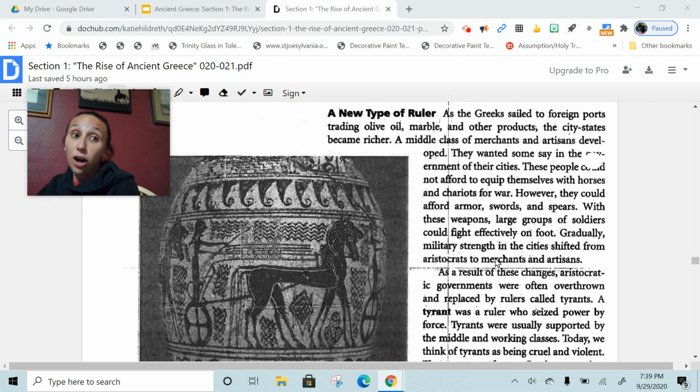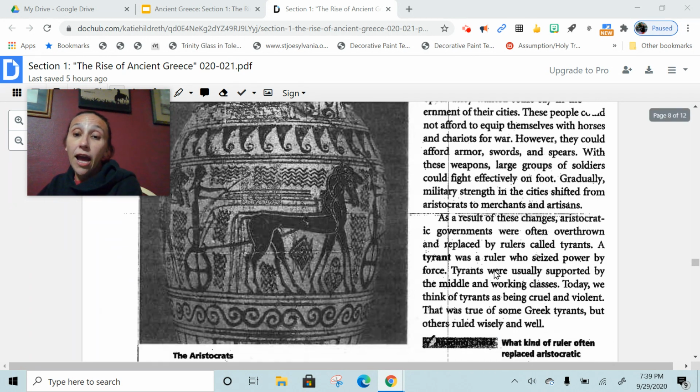However, they could afford armor, swords, and spears. With these weapons, large groups of soldiers could fight effectively on foot. Gradually, military strength in cities shifted from the aristocrats to merchants and artisans. As a result of these changes, aristocratic governments were often overthrown and replaced by rulers called tyrants.